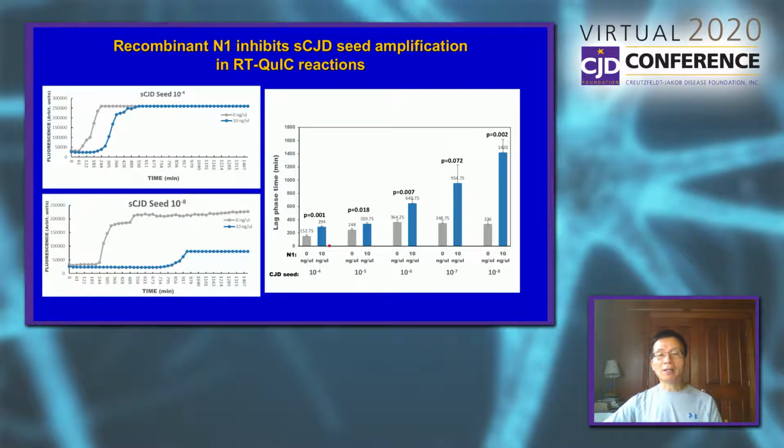So here's our RT-QuIC data showing that if you add recombinant N1 to the prion seeds before you start the RT-QuIC reaction, it can prolong the lag phase of the seed amplification. When you have fewer seeds, the effect is more prominent. When you have more seeds, the effect is still there, but it's not as dramatic as when you have fewer prions.